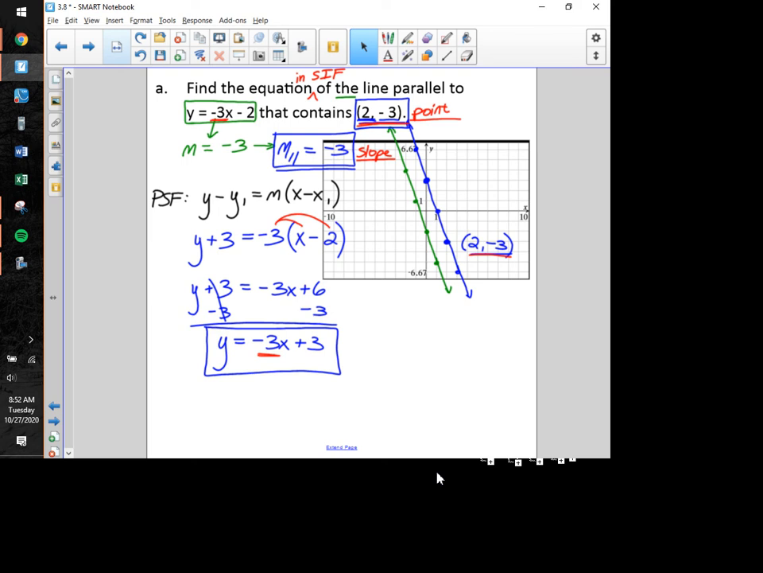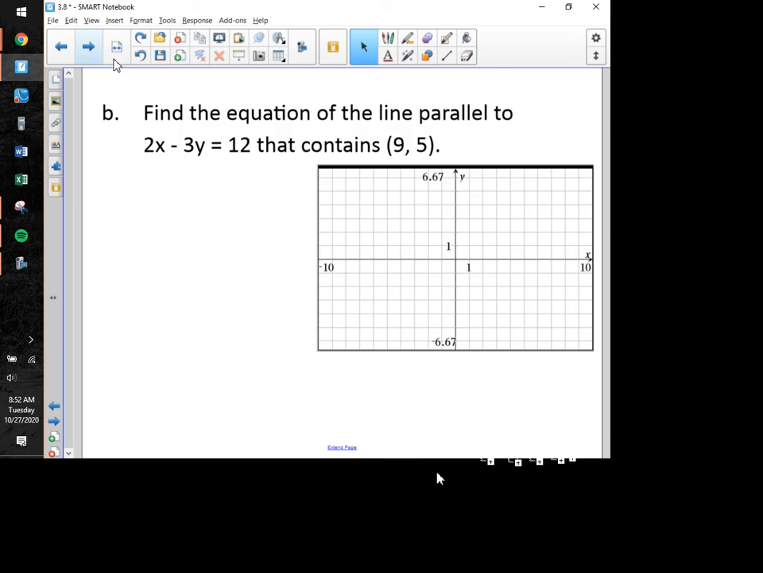Now, to be clear, the graph is really unnecessary. I wanted you guys to look at this and see that it works, but in most of the problems that we do, we're not going to be graphing. In fact, I'd kind of like to do this one without the graph. Maybe we'll come back and check it later. We'll see where we're at.